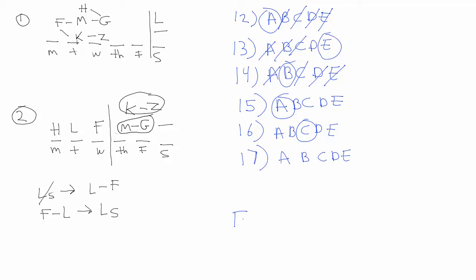Question 17 puts F before H. So we know off the bat that frame 2 is going to be out because that puts the H before the F. And we can't have that. We're told that F has to go before H. So frame 2 is going to be out. We're dealing with frame 1.